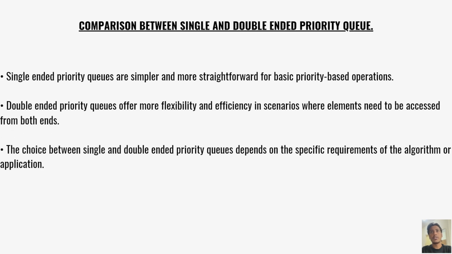So, comparison between single-ended and double-ended priority queues. Single-ended priority queues are simpler and more straightforward for basic priority-based operations. Double-ended priority queues offer more flexibility and efficiency in scenarios where elements need to be accessed from both ends. The choice between single and double-ended priority queues depends on the specific requirements of the algorithm or application.